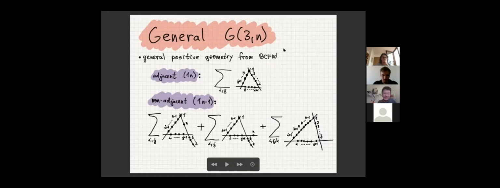Okay, so the general G(3,n). So this is how the expansion in terms of these positive geometries looks like. So for the adjacent, again, I am repeating that many times, we get a configuration of these positive geometries, and the amplitude was the sum of D-log forms on them. And for this non-adjacent, the simplest non-adjacent 1 and n-1, we get also some of these positive geometries. But now, as we can see, some of them are non-convex or non-planar. There are still points on 3 lines, but not necessarily convex and not in the same ordering.